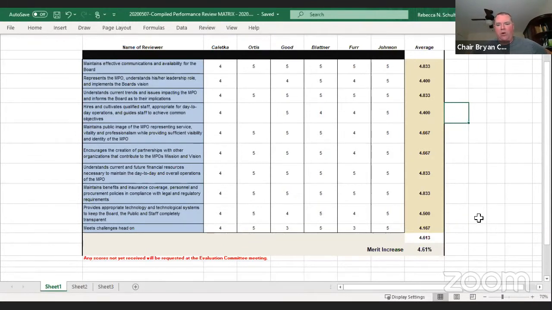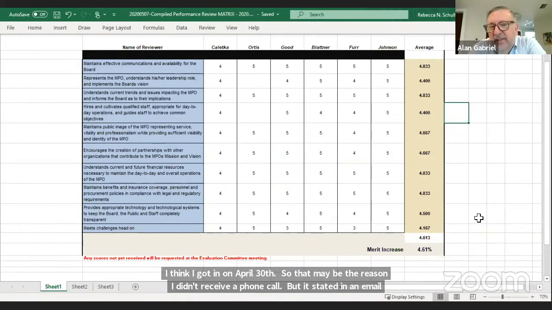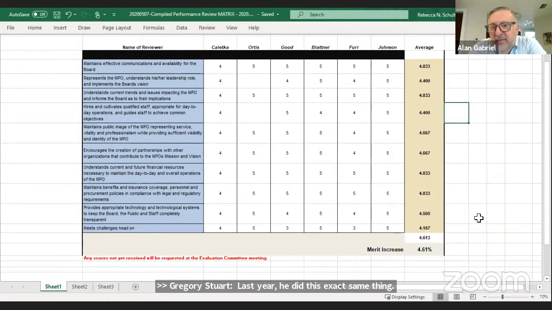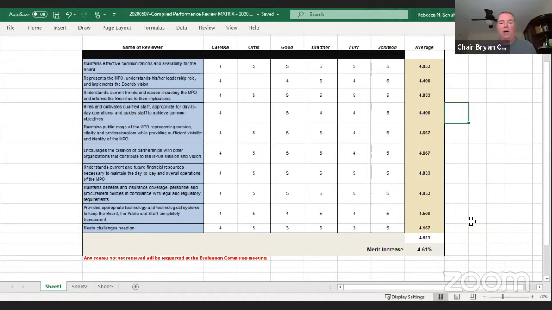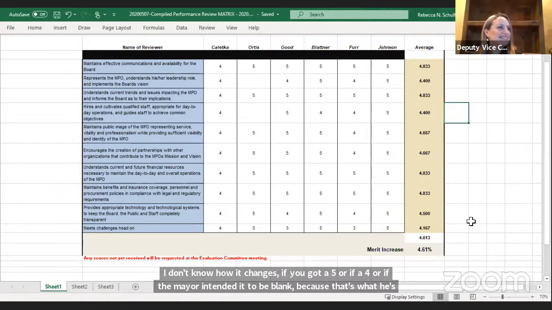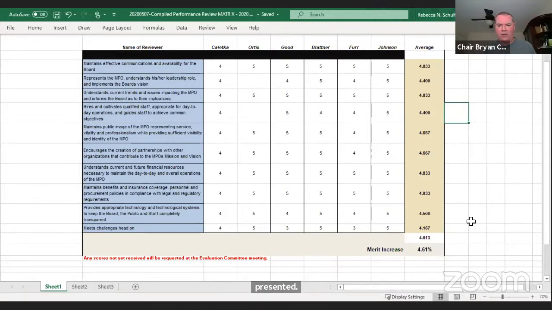But I noticed that Mayor Ortiz's scores were actually already updated. And actually last year, I'm pretty sure he did the same one blank. Yeah, last year he did this exact same thing. So if I can comment, the scores are in. I don't know how it changes if you got a 5 or a 4, or if the mayor intended to be blank and that's what he's presented. Well, it's my opinion at this time. Obviously, he was going for the Yahtzee, all fives, but we don't know for certain. And maybe it was intentional. I'm not sure. But it maxes out the raise at 3%, and I think we've belabored it enough.